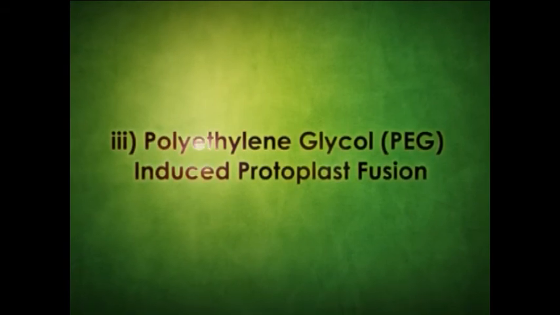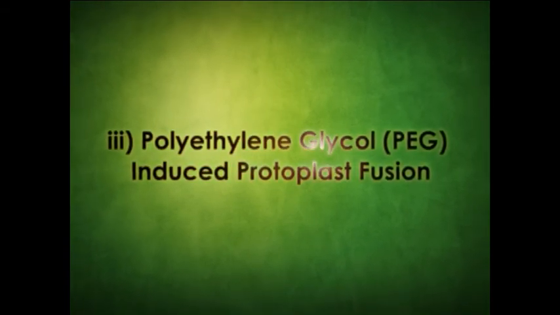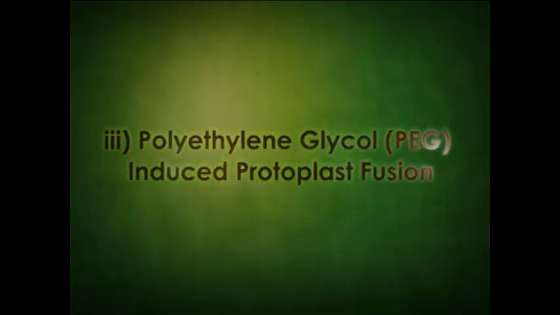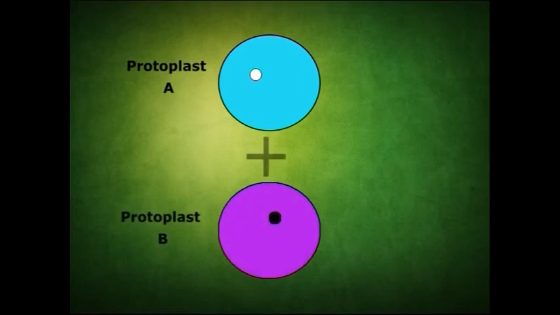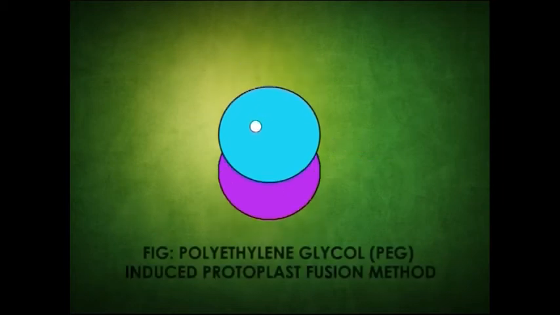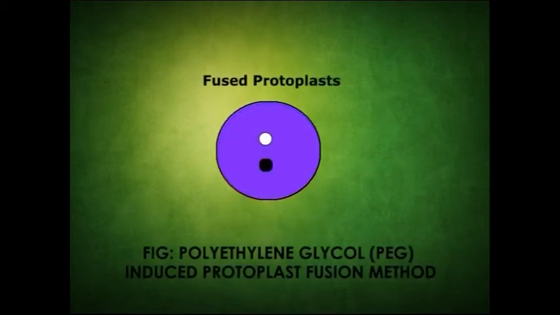Let us discuss polyethylene glycol induced protoplast fusion. This method is most commonly used as it produces high frequency fusion accompanied with low toxicity to most cell types. The isolated protoplasts are first treated with 28 to 50% PEG for about 15 to 30 minutes.